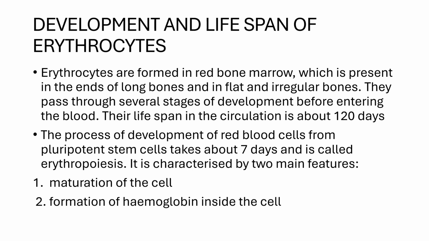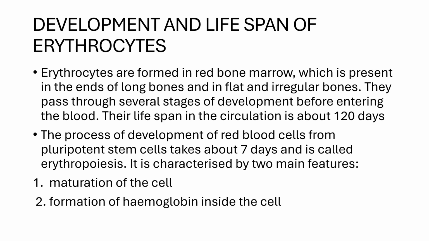The process of development of red blood cells from pluripotent stem cells takes about 7 days. After about 7 days, another red blood cell has been produced and released into the circulation. When it is released into the circulation, after about 120 days, it dies. Before that, another one is being released, and this is called erythropoiesis. I've explained that erythropoiesis is the formation of red blood cells.